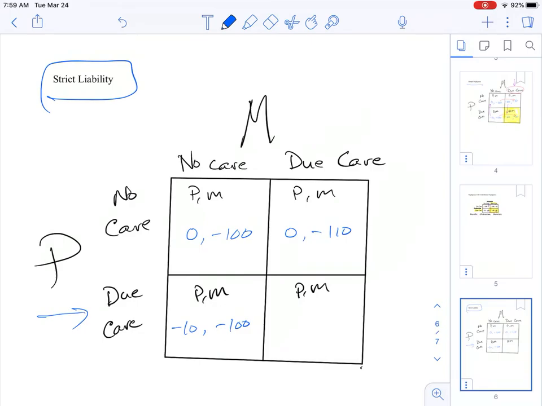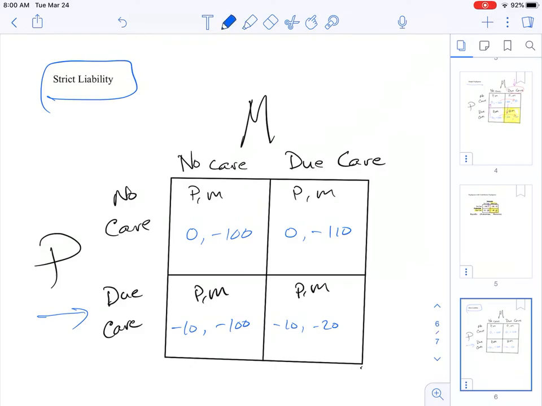And then finally, if both parties exercise due care, then that reduces the probability of accident down to 10%. So the expected accident cost is $10. Who has to bear that? Well, that's the motorist, because if there is an accident, the motorist has to pay. And then on top of that, they're each out 10 for exercising care. So you're out minus 10, minus 20.